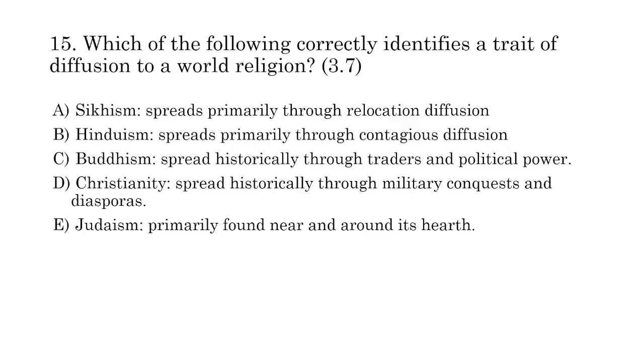D, historically through military conquests and diasporas. That is not true, because typically Sikhism and Judaism are the ones with diaspora. Christianity, Buddhism, Islam, we didn't really see diaspora as a way of diffusion. And E, it's predominantly found around its hearth. It's an ethnic religion, so that's going to make E the right answer here.